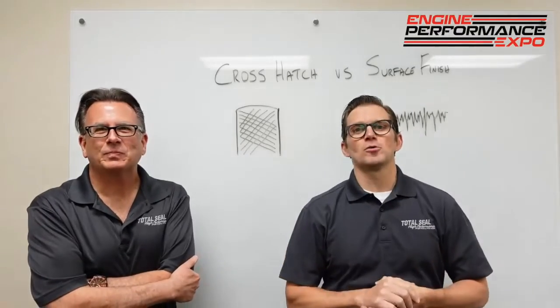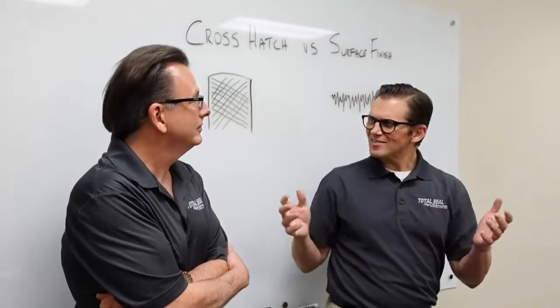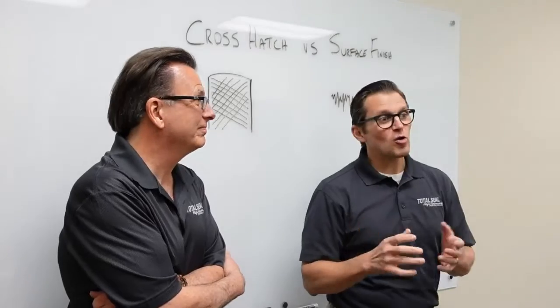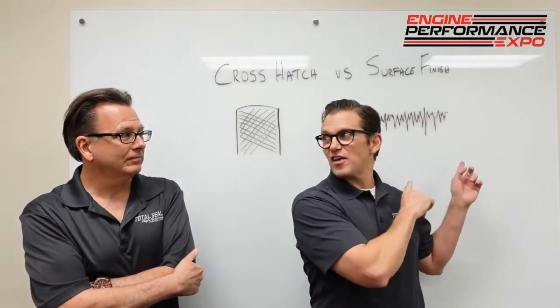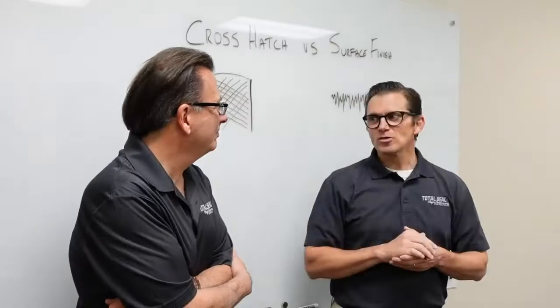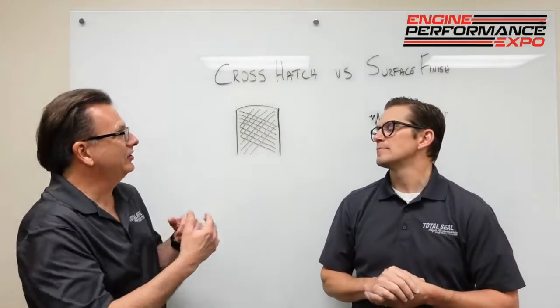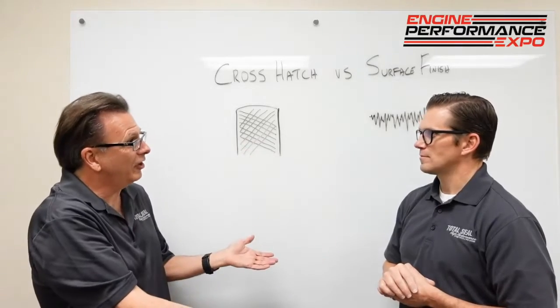We're here at Total Seal today to talk to you about two terms that sometimes get kind of confused. Yeah, they certainly do. Crosshatch angle and surface finish are not the same thing. Two unrelated subjects. So let's define what is crosshatch angle. Well, crosshatch angle is pretty much simply that term, the angle of the crosshatch.